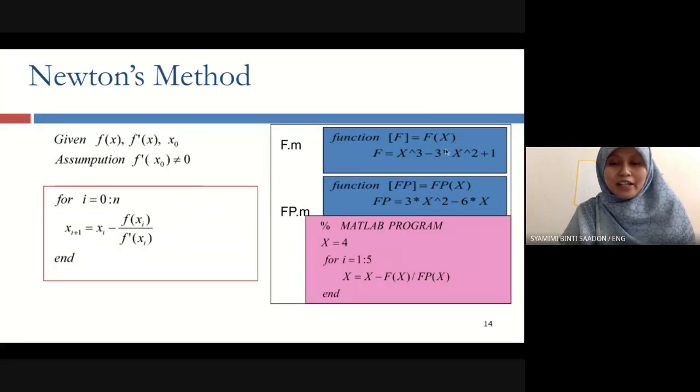So how do we write it? Function f(x), for this example, we have the function x cubed minus 3x to the power of 2 plus 1. So we do the derivation. f prime, fp, we have 3x to the power of 2 minus 6x, the derivative of this function. And then we do the MATLAB program. We assume x initially equals 4, x0 equals 4, and then we do 5 iterations.